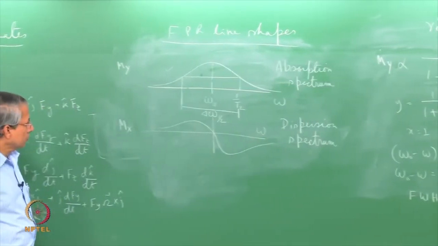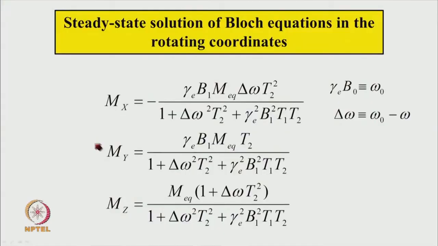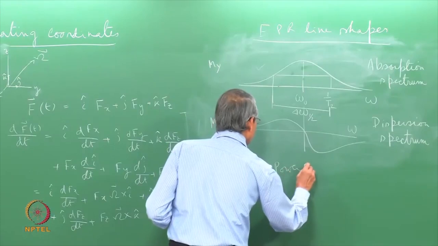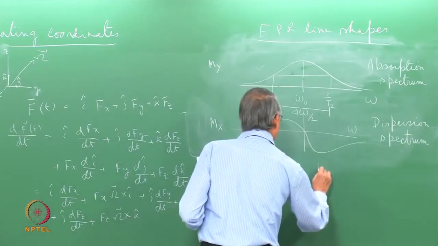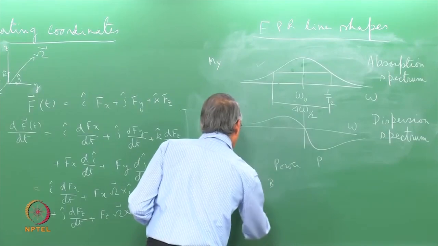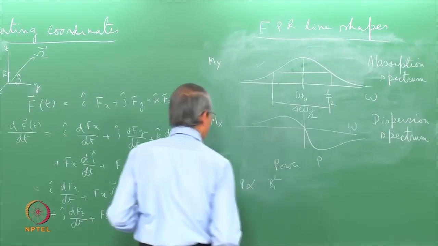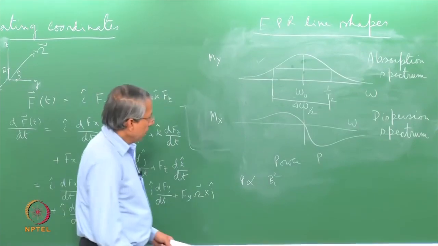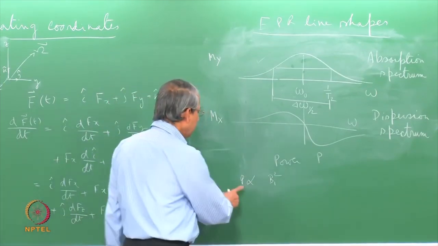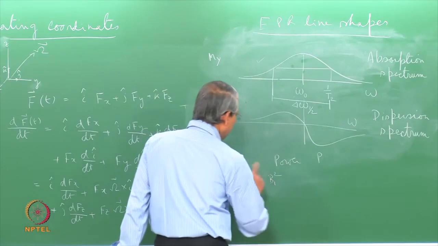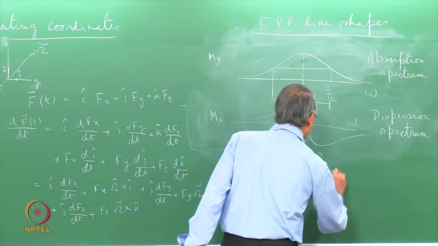Okay, the second consequence of this Bloch equation here: the intensity of this My is proportional to B1, which is the measure of the microwave magnetic field. When B1 increases, the signal height will also increase, proportional to B1. But microwave power is P, then P is proportional to B1 square. So, when the EPR signal is recorded at various settings of microwave power, the intensity will change as square root of power.